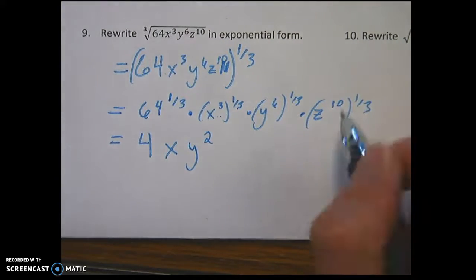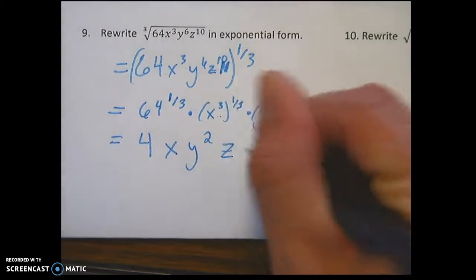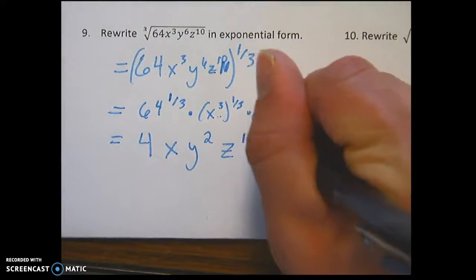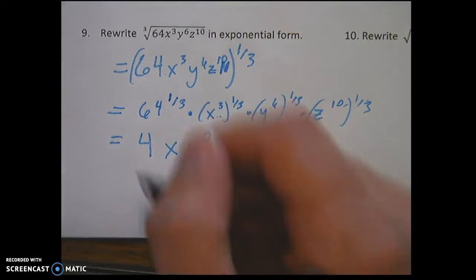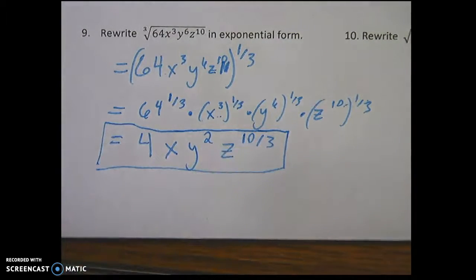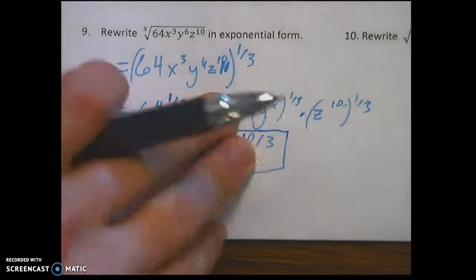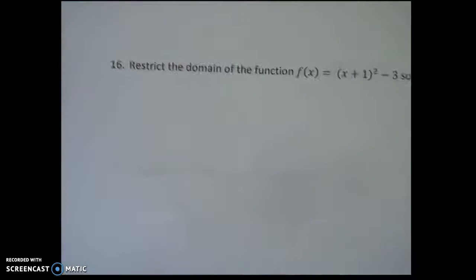And then finally, z to the 10th to the 1/3 power is 10 times 1/3. On this one, you can go ahead and leave that as 10 over 3. If it had said to extract all the roots, like it will later on the test review, then you would want to simplify that further. But for now, I think this is okay. So that's number 9. And I'm going to skip ahead to number 11, which is another solving problem.